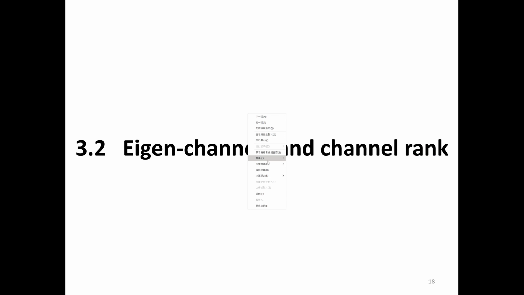Next, let us go to section 3.2, eigenchannels and channel rank. When you see the word or the prefix eigen, I think you can know that it is related to eigenvalues and eigenvectors, which you have learned in the course linear algebra.